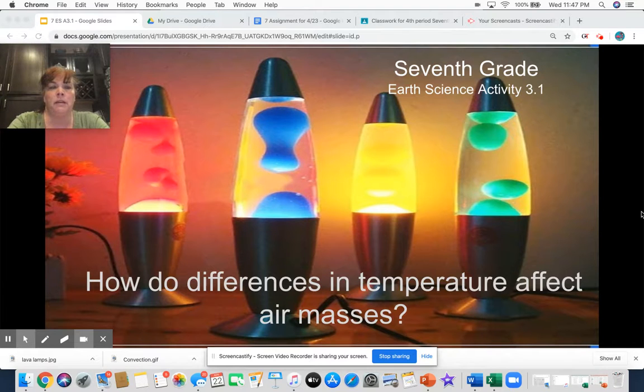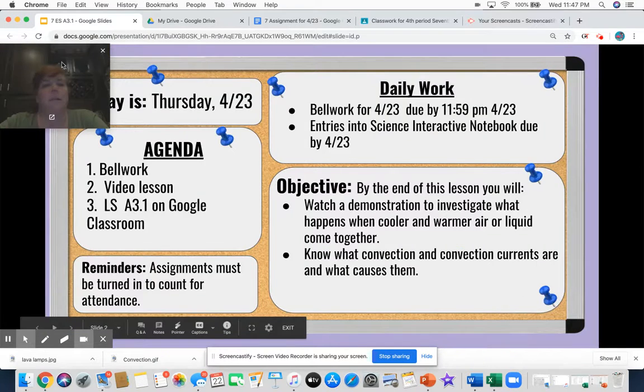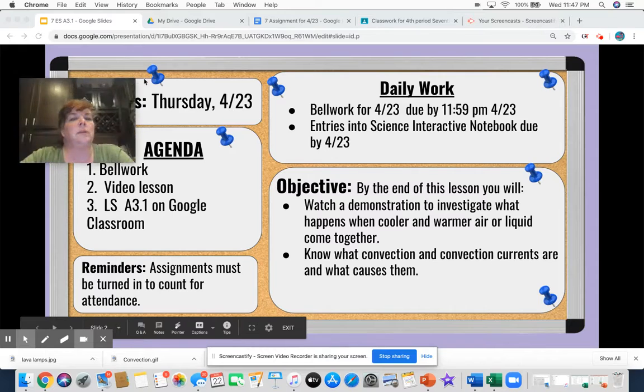So today we are moving into lesson 3. We are combining some parts of 2 into this one so we can get through it a little faster. And our main concept is, how do differences in temperature affect air masses? Okay, because this is going to go into weather.